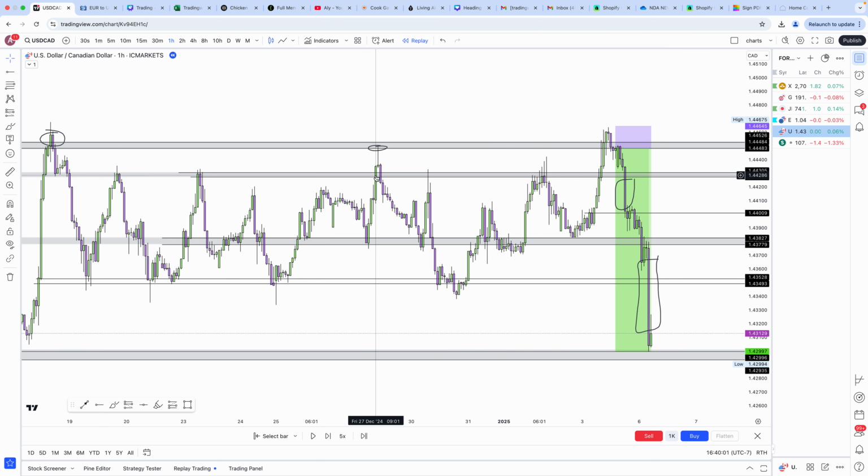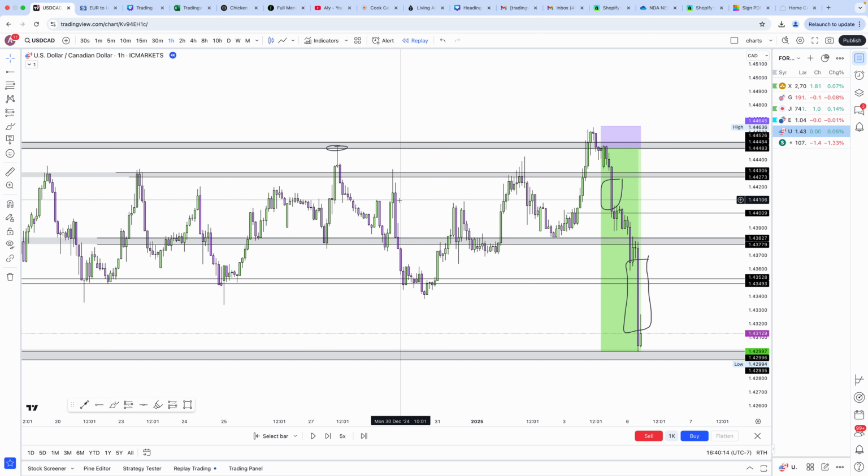So you can always get in minor structure. You just have to measure if it's worth getting into. I like getting in if it's worth minimum 80 pips, but that's just me. As you're starting out, I feel like 20 to 30 pips is worth it, right?